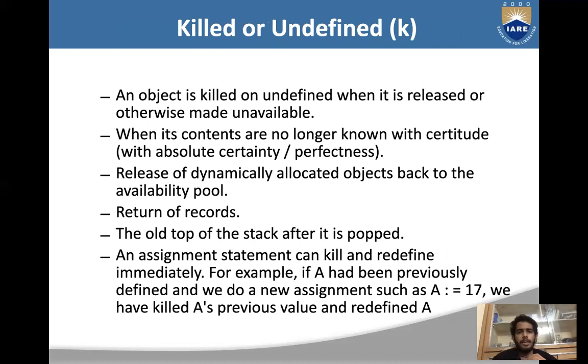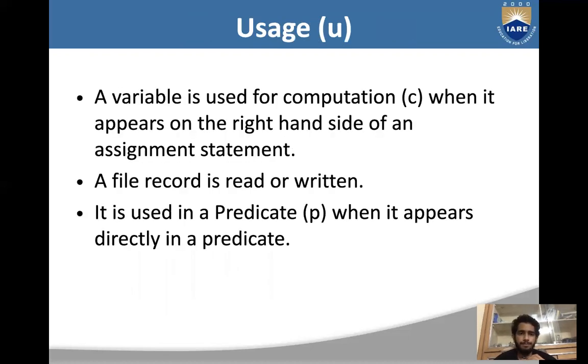Now, an object is killed or undefined when it is released or otherwise made unavailable, or when its contents are no longer known with certitude, with absolute certainty. Examples are the release of dynamically allocated objects back to the availability pool, the return of records, and the old top of the stack after it is popped. An assignment statement can kill or redefine immediately. For example, if a had been previously defined and we do a new assignment such as a equals 17, we have killed a's previous value and redefined a.